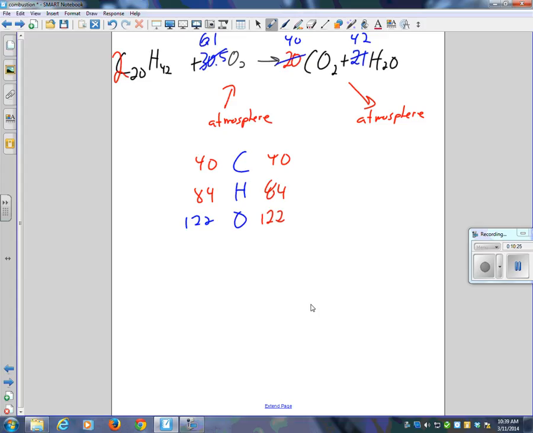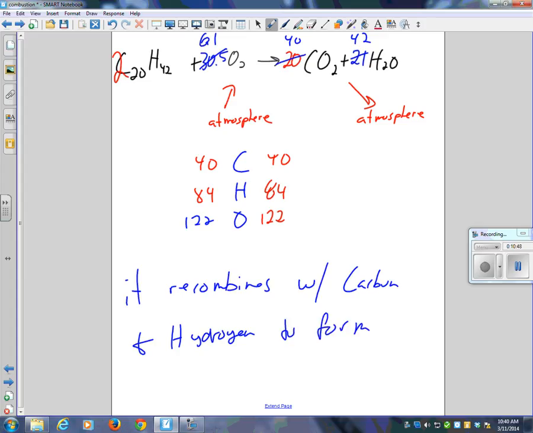So where does the oxygen go? It recombines. That's the word you're going to use. It recombines with carbon and hydrogen to form another substance. It's not technically used up, it's just changed into a different form. It recombines. It's changed into a different form, exactly.